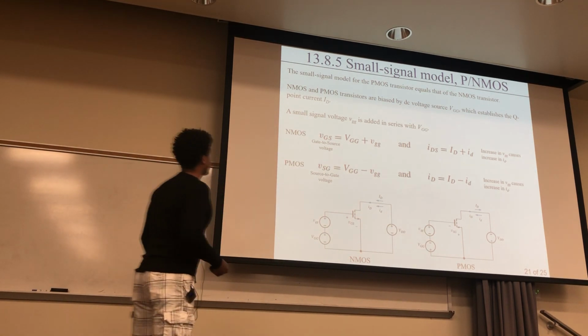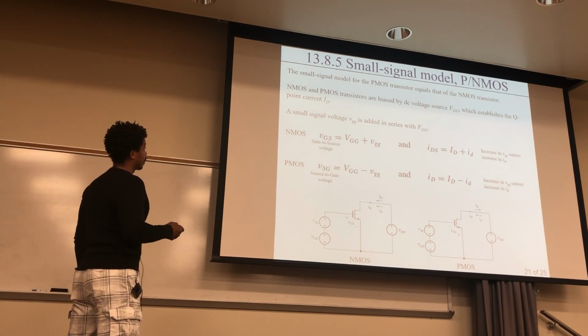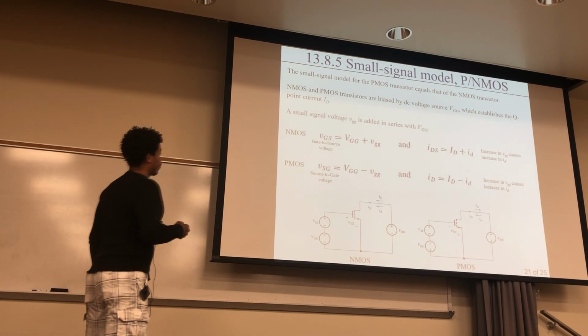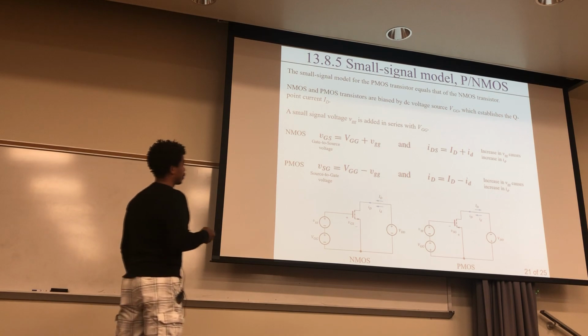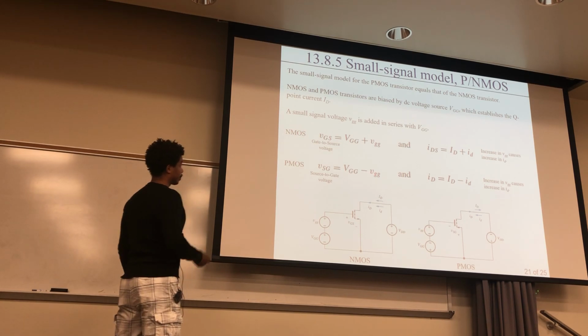SG versus the VG. So for NMOS, we have this. The gate to source voltage, VGS, is equal to your DC plus your small signal. And very similar for the current. And for the PMOS, this voltage, source to gate, is equal to VGG minus your small signal.